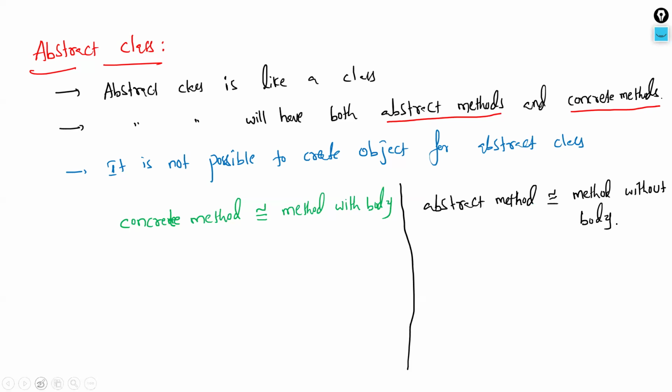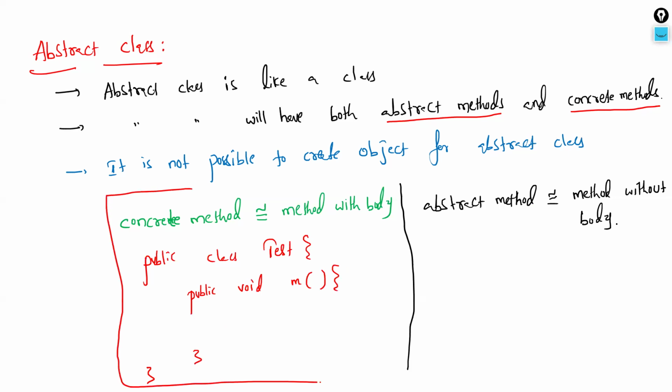Then you may have a question: how to declare a method without body? For a normal class, not an abstract class, public class, some class name, say test. Inside this class, a concrete method means access modifier, return type, method name, parameters depending on the requirement, then open and close curly braces. This is a concrete method. Then what is an abstract method?